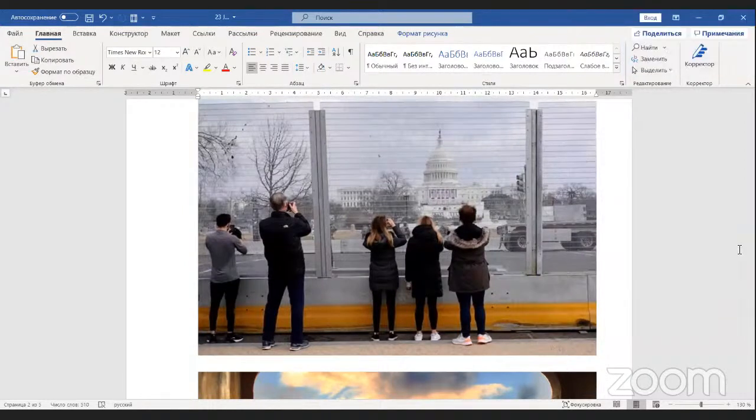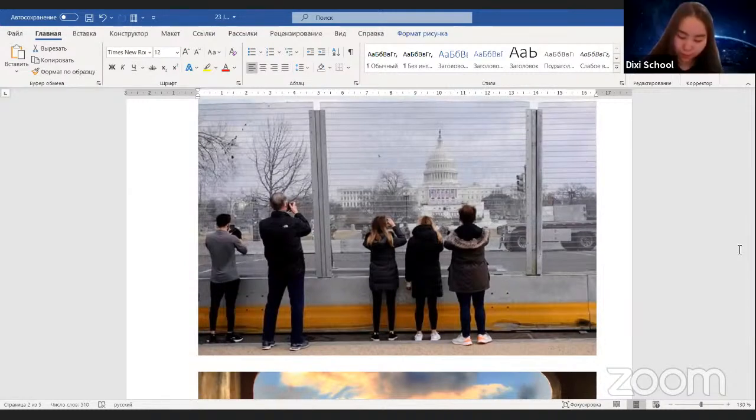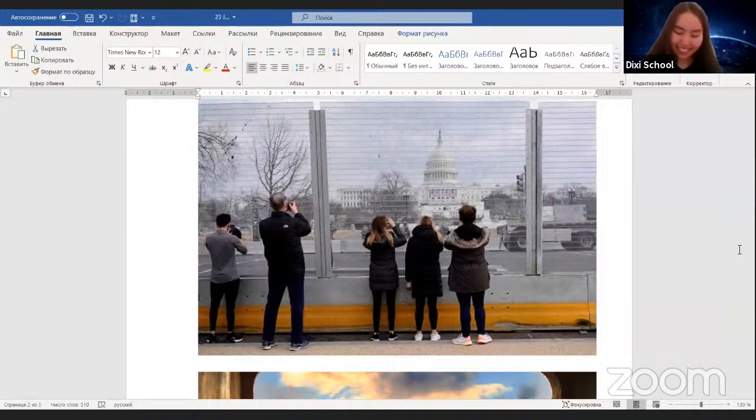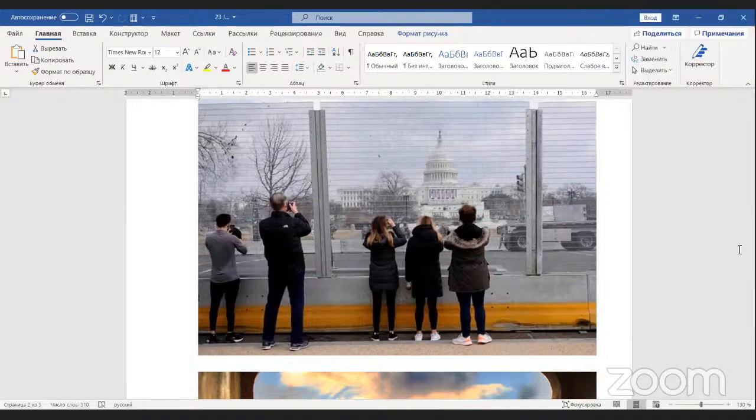So I see people taking pictures at the government building. It is the USA, and what I can say, there are maybe tourists, and one of them is an old man. There is cloudy weather. I don't know what I can say about this.